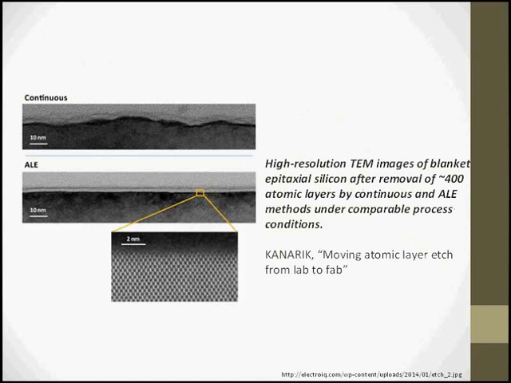In these next couple slides, I'm going to show some of the results of this type of processing. On the top here, we see a continuous etch with chlorine and argon bombardment on a silicon blanket wafer, and you can see that there is some roughness to the surface. The atomic layer etch produces a much smoother surface.